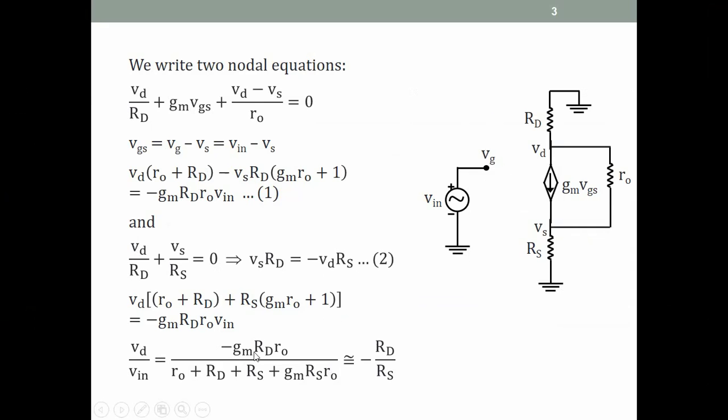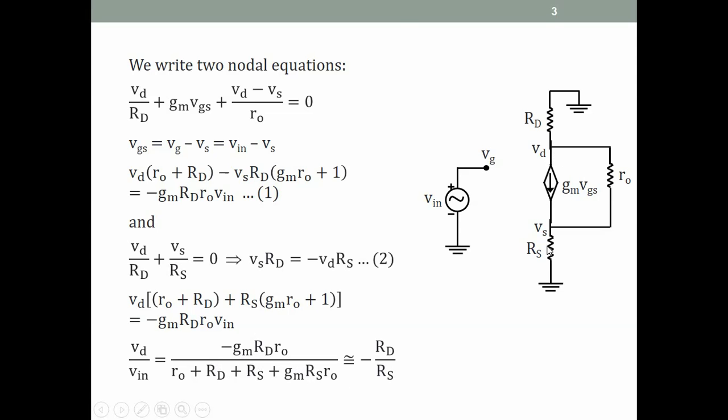Now if we look at this, in the denominator we have a gm RS RO term and then these resistances. Many times gm RS RO is much greater than these three, and therefore we can ignore these three. And then the gm and the RO cancel, and so we get minus RD by RS as the approximate gain for this circuit at the drain. So at the drain we get minus RD by RS.